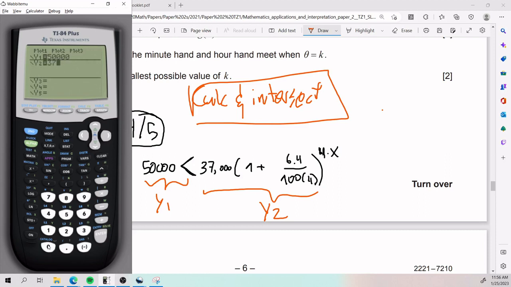So I'm going to have 37k times (1 plus 6.4 divided by 100 times 4) to the power of 4x. So I'm going to go ahead and graph. It's probably not going to show up in my window. That is okay.